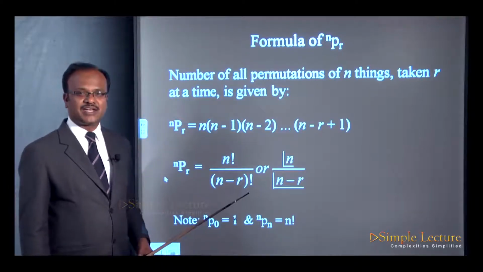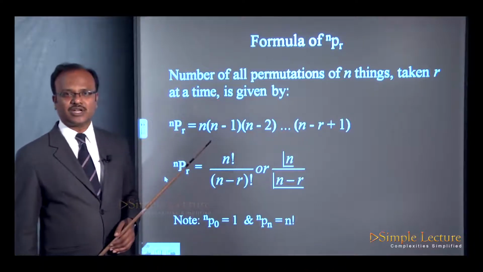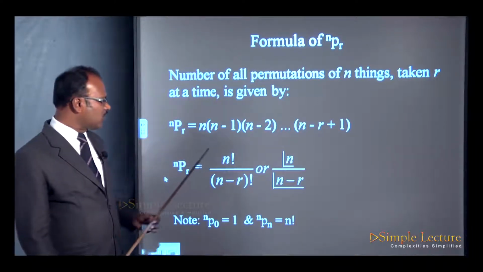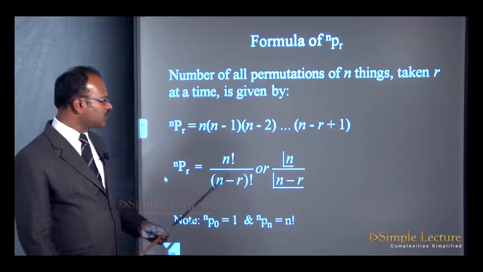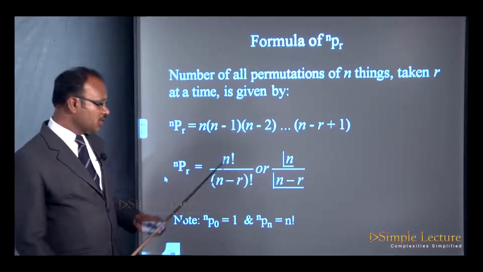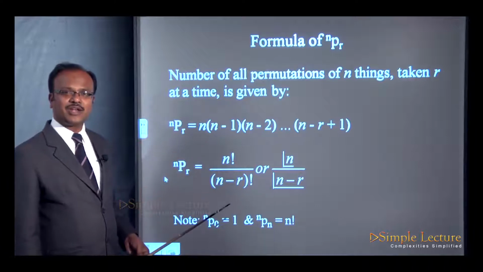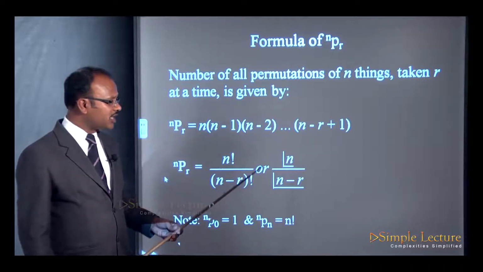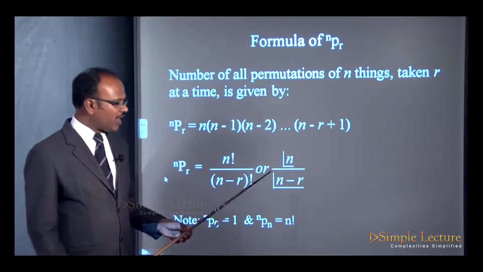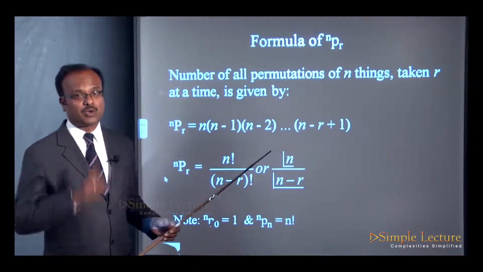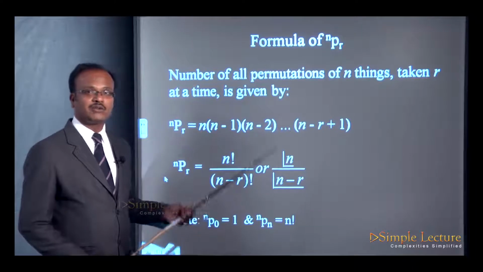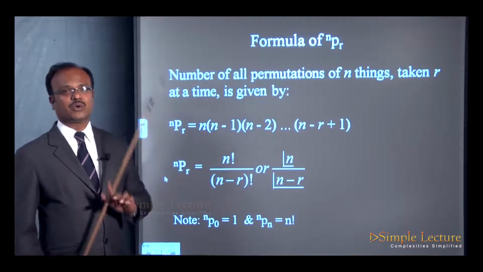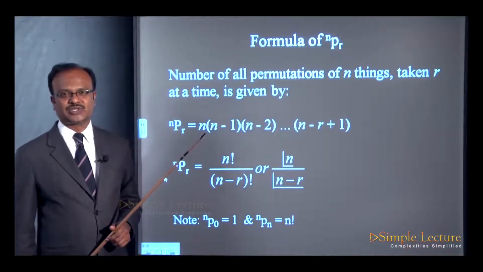What is nPn? nPn is n factorial. In fact, you can get these values by using the formula also. For nP0, if you put factorial n divided by factorial n minus 0, which is factorial n, the factorial n gets cancelled and you get 1. So nP0 is 1. If you have nPn, then you write factorial n divided by factorial n minus n. You know factorial n minus n is factorial 0, which is equal to 1. So factorial n by 1 is factorial n. Hence nPn is n factorial, nP0 is 1. I hope you understood this.